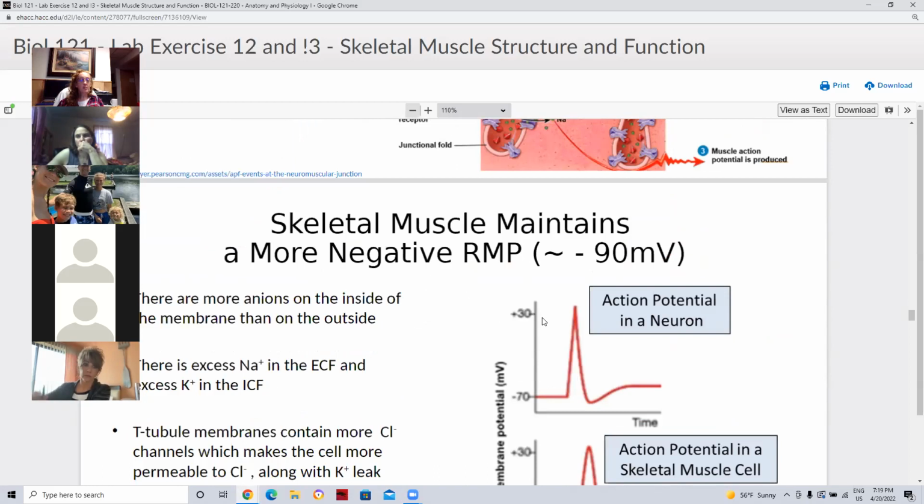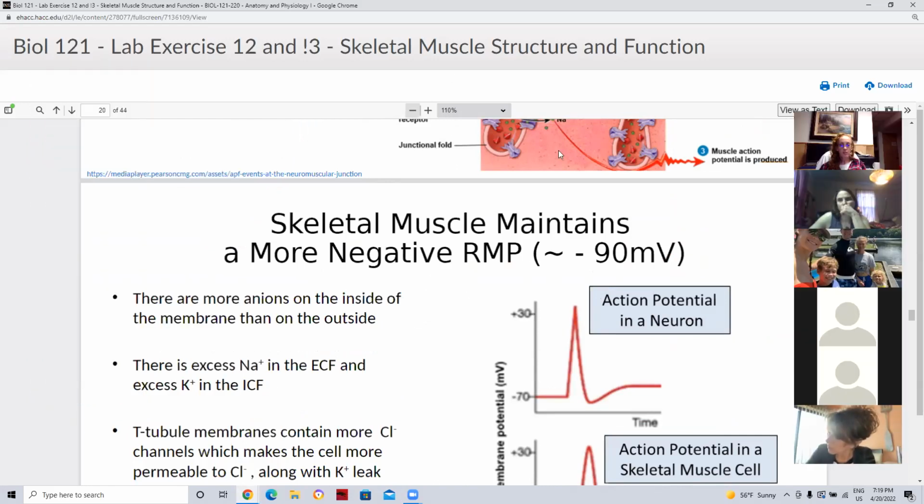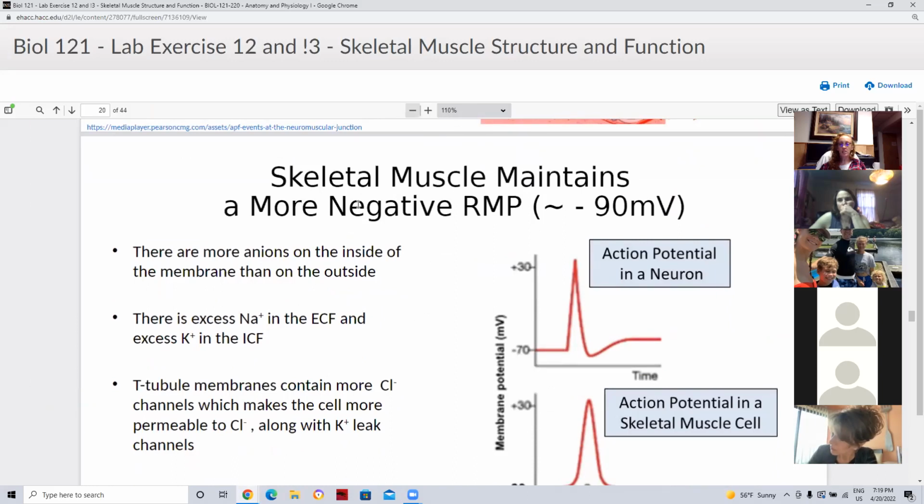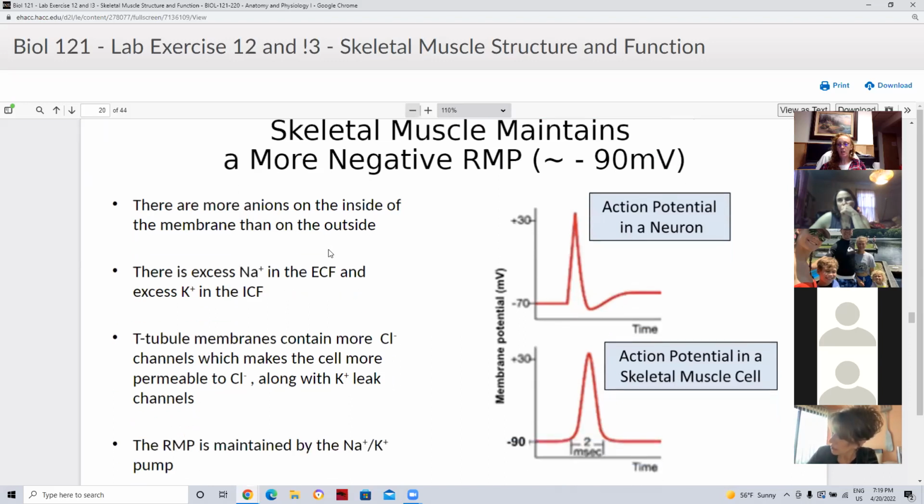But the resting membrane potential is more negative. It's about minus 90 millivolts rather than minus 70 like it is in neurons, because there are far more anions, negatively charged ions, on the inside of the membrane than on the outside. And just like we saw in the neurons, there's an excess of sodium in the extracellular fluid and an excess of potassium in the intracellular fluid.